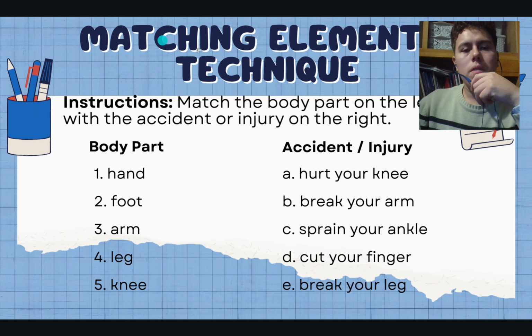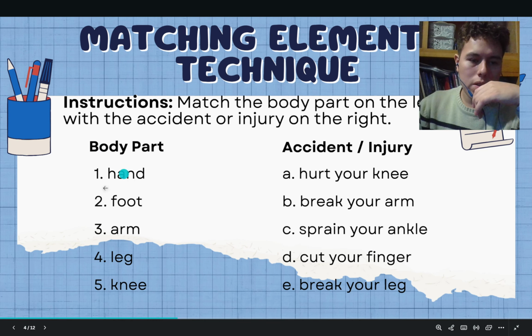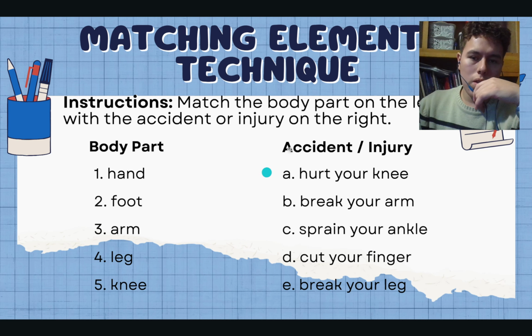Then we have the matching elements technique. The instructions are: match the body part on the left with the accident or injury on the right. So in the left column we have the body parts, and these words are from the vocabulary that we saw in the unit in the book, and in the other column we have the accident or injury that we worked on before as the vocabulary part.